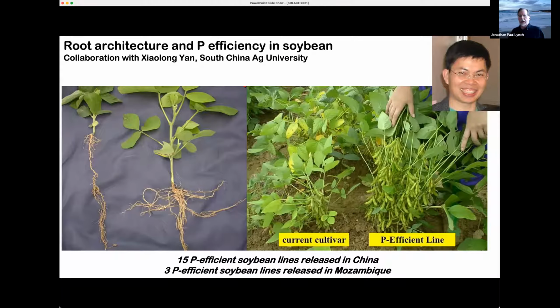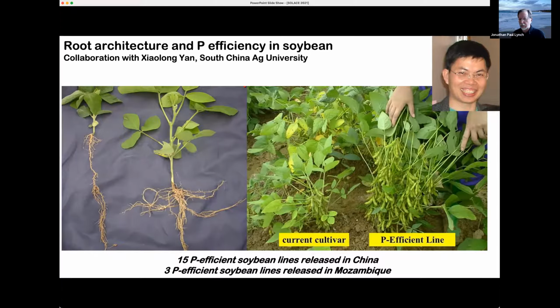We also have done this in soybean in collaboration with my colleague Xiaolong Yan, who tragically passed away from cancer some years ago. But taking the same ideas from common bean, applying them to soybean, which is a genetically related taxa. You can see on the far left a standard soybean root phenotype after several thousand years of soybean cultivation in China. On the right, you can see this topsoil foraging ideotype that we were selecting for.